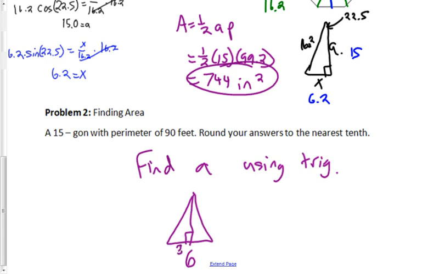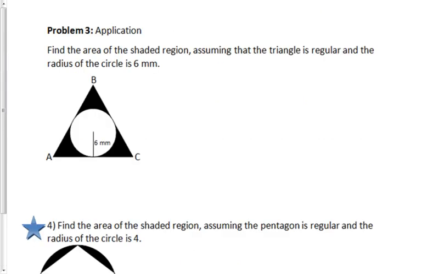All right? I'm not going to go through that one, but I'd rather go through one of these type of problems. Finding the area of the shaded region. Well, there's a couple different ways. We know the triangle is regular, so we can use the area of the triangle: 1/2 the apothem times the perimeter. But we'd have to find the base. We have the radius here, which in this case is also going to be the apothem of this triangle.